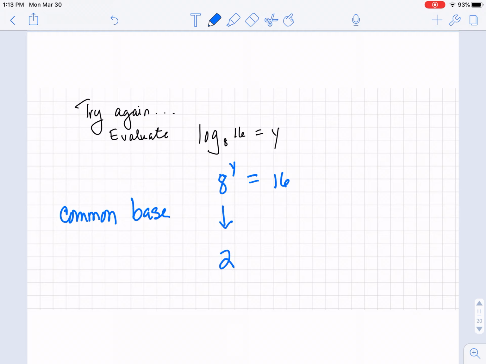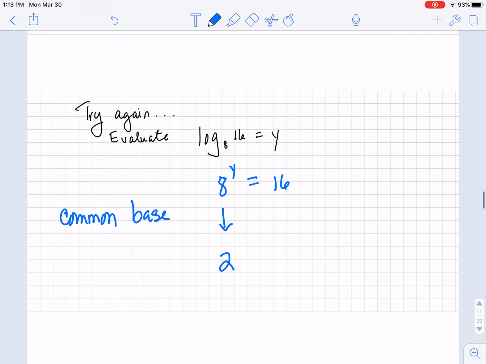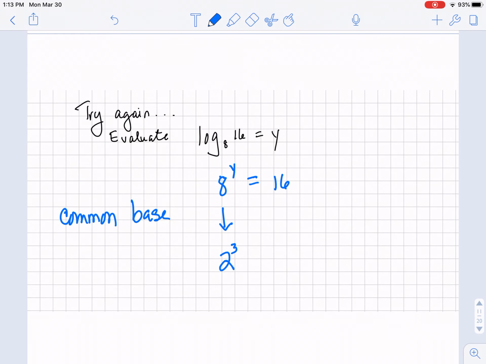How would I write 8 with a base of 2? Well, I would write 8 as 2 to the third power, wouldn't I? In other words, I'm just substituting 2 to the third, which is really 8, and putting it to the y power. What would I write 16 as with the base of 2? Well, it's 2 to the 4th. When you have a power to a power, don't you multiply those exponents? You do. So you would get 2 to the 3y is equal to 2 to the 4th.